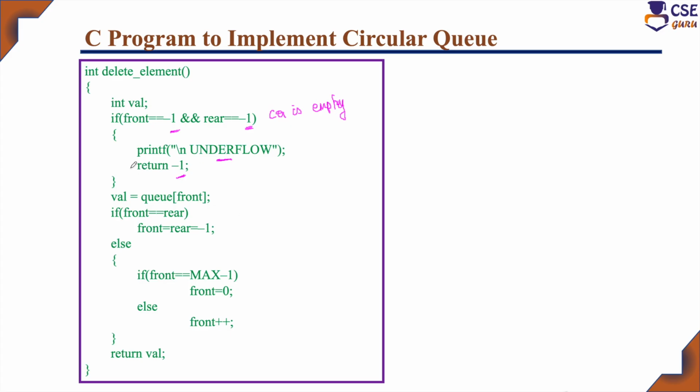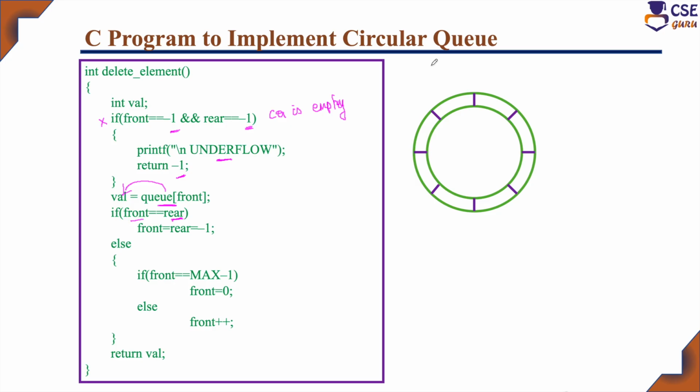Okay. Suppose this condition is false, that is, rear and front are both not equal to minus 1, meaning there is a value in the circular queue. And what is the circular queue's front pointer value? You have to place that in the variable val, and then if front is equal to rear, front and rear are both pointing to the same memory location.